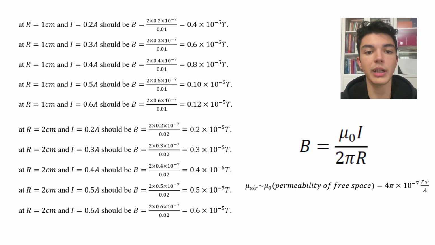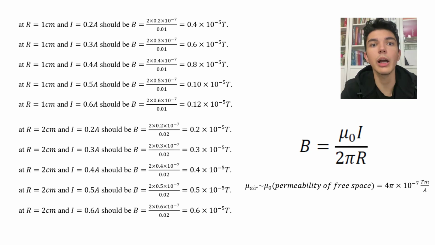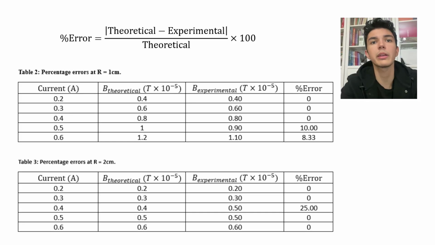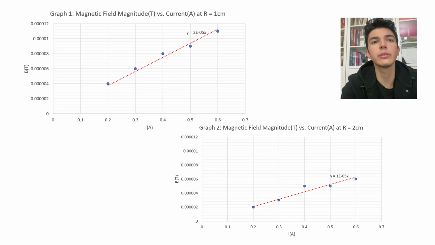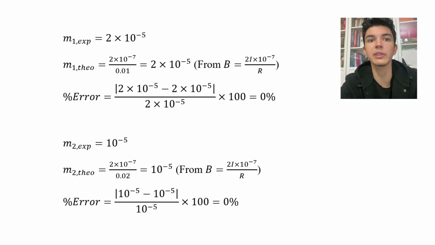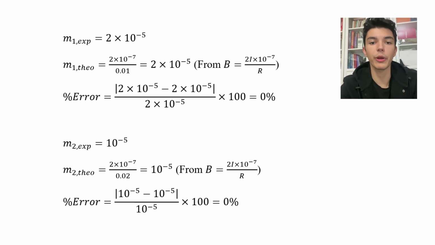Using this equation I derived from the Biot-Savart law, I calculated the theoretical magnitudes of the magnetic field for every measurement case. I then compared my experimental values to the theoretical ones by calculating their individual percentage errors. I then filled in these two graphs and drew the lines of best fit that pass through the origin, as if the current is zero, the magnitude of the magnetic field created by the wire is also zero. I compared their slopes with the theoretical slopes found from the Biot-Savart law and calculated their percentage errors.